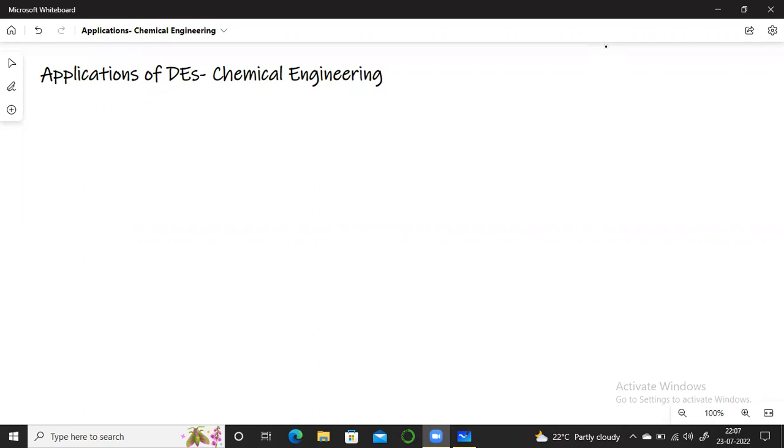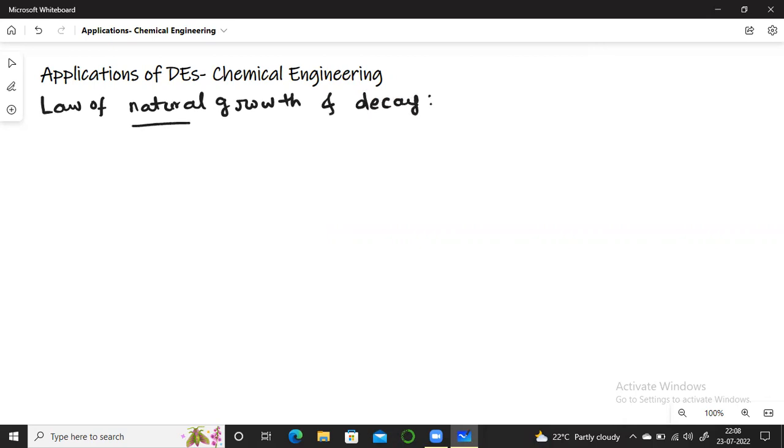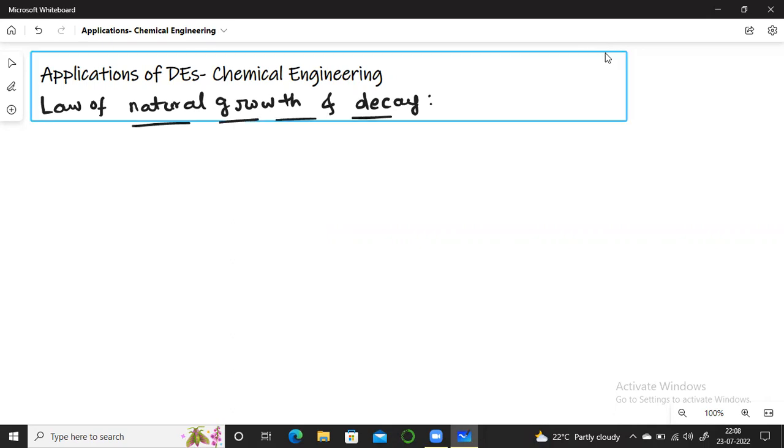So in this, mainly we are taking the law of natural growth and decay as the concept. Law of natural growth means increment, and law of natural growth and decay. So this is the concept. By using this, we will apply differential equations.